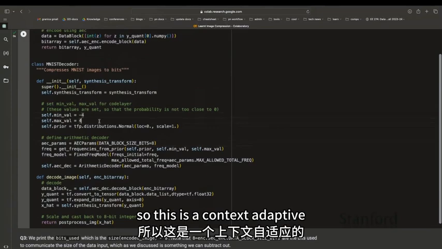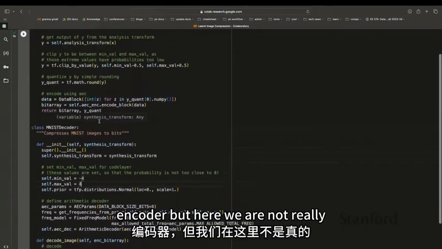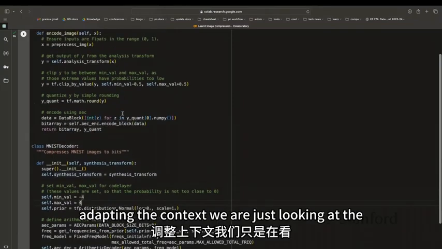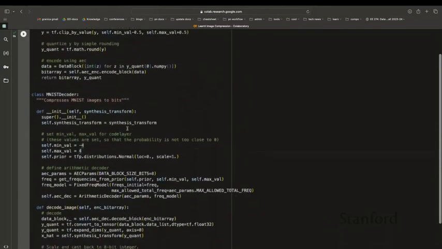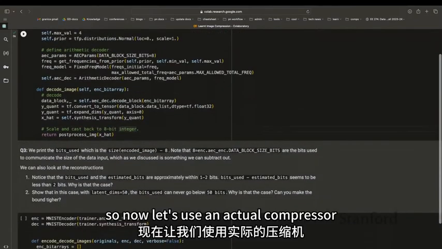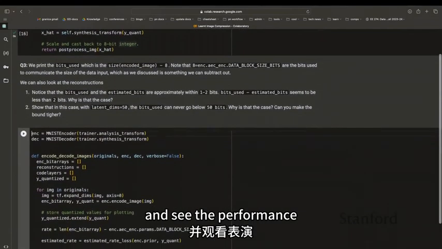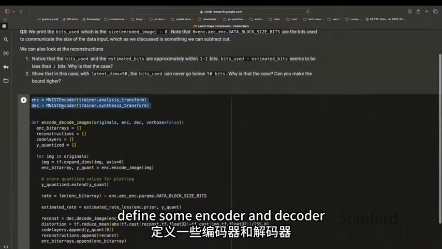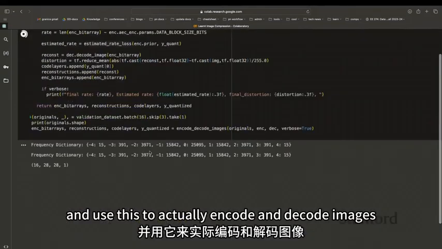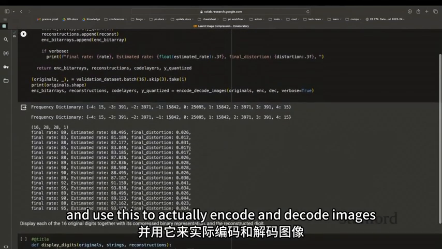So this is a context adaptive encoder, but here we are not really adapting the context. We are just looking at the encoder from the image. Okay. So now let's use an actual compressor and see the performance. So now we can define some encoder and decoder, and use this to actually encode and decode images.